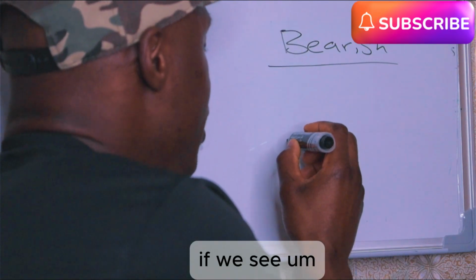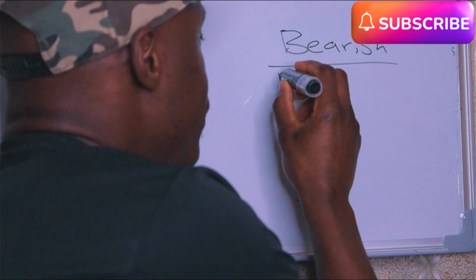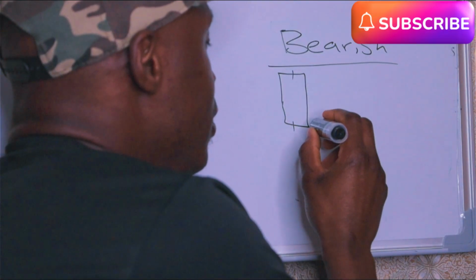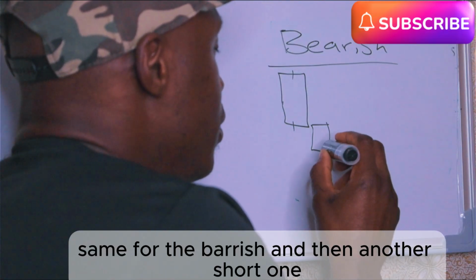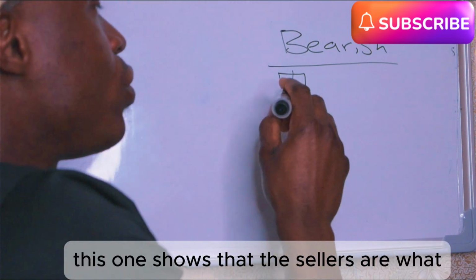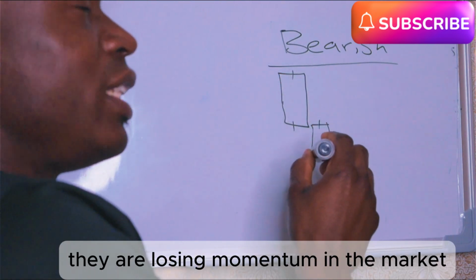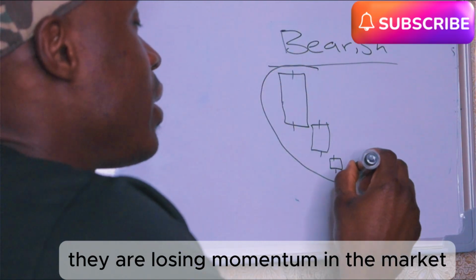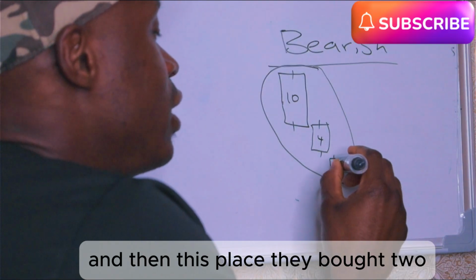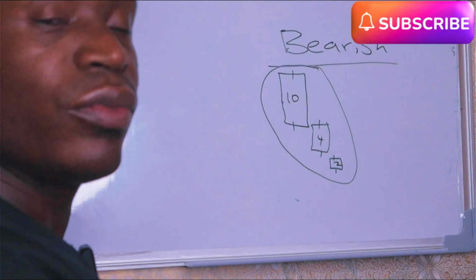If we see a big volume candlestick, the same for the bearish, and then another short one, this one shows that the sellers are losing momentum in the market. Assuming here they sold 10, here they sold 4, and then in this place they sold 2.